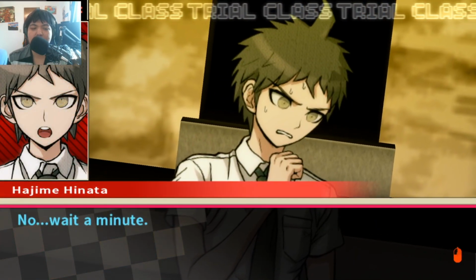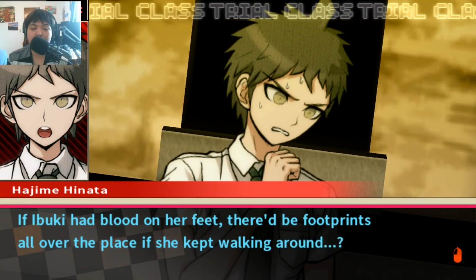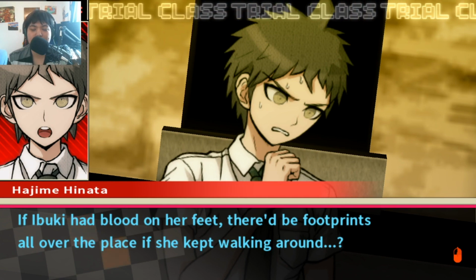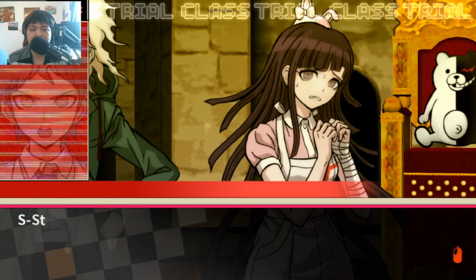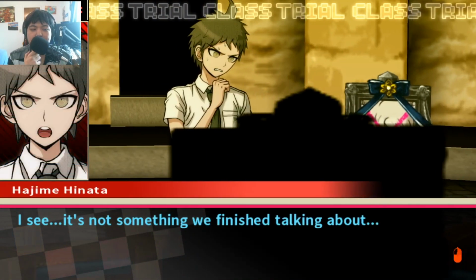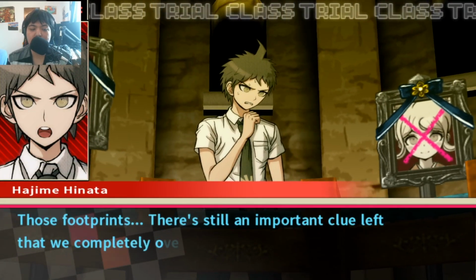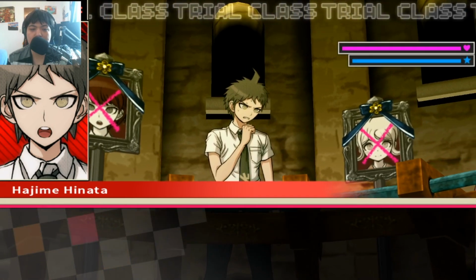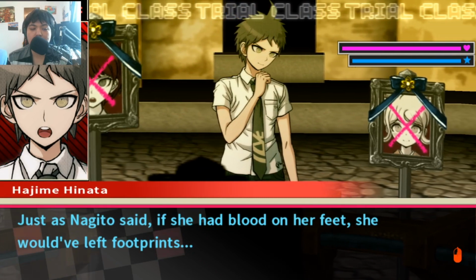No. Wait a minute. If Ibuki had blood on her feet, there'd be footprints all over the place if she kept walking around. Wait, what does that mean? That's strange. That's very strange. Strange? What's strange? I see. It's not something we finished talking about. Those footprints. There's still an important clue left that we completely overlooked. Just as Nagito said, if she had blood on her feet, there would be footprints.